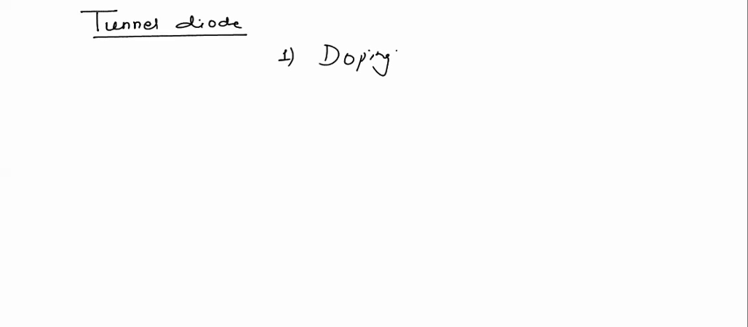Next is the tunnel diode. Tunnel diode is a bit different from a normal PN junction. The first and main difference is the doping is very high. It is a highly doped PN junction.